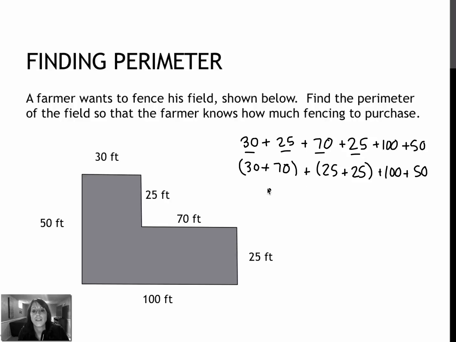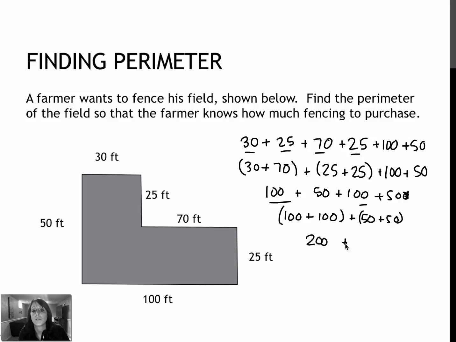So 30 plus 70 is 100, and 25 plus 25 is 50. And now it might be helpful to add those 50s together. So 100 plus 100, I'm going to switch that order, and then plus 50 plus 50. 100 plus 100 is 200, 50 plus 50 is 100, and then I end up with a value of 300 feet. Now again, it's important here to start to develop those mental math skills.